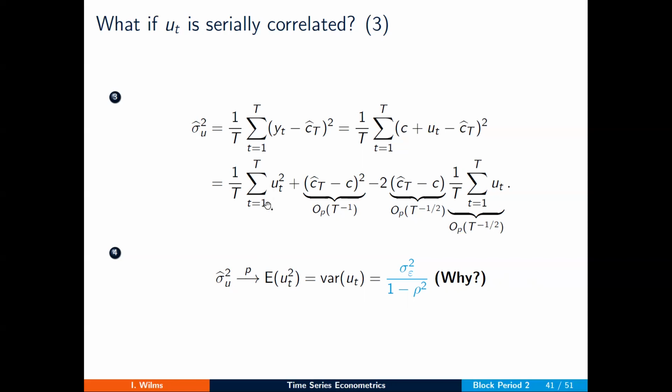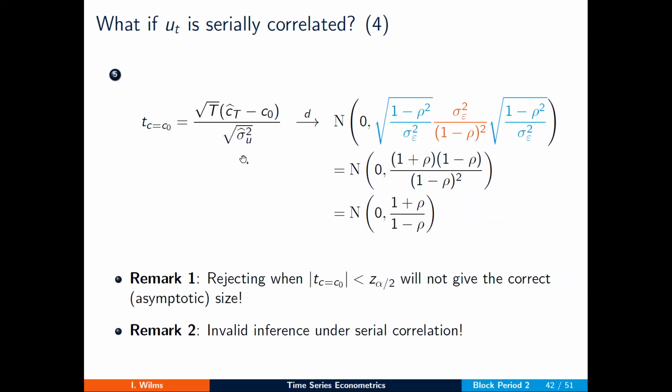And this guy over here will converge to the expected value of u squared, which is in this case equal to the variance of u_t, since the expected value of u is equal to 0. Now, what is the variance of u_t? Well, u_t follows an AR(1) process, so we need to compute the variance of an AR(1) process. And as an extra exercise in your first tutorial, you were asked to derive this variance, which is again given by this expression over here. So please verify that.